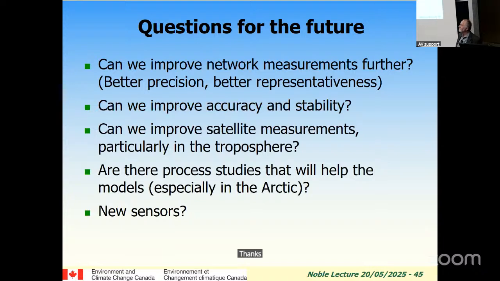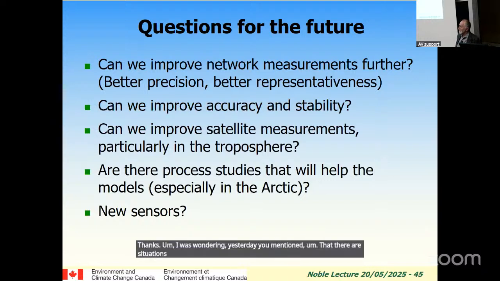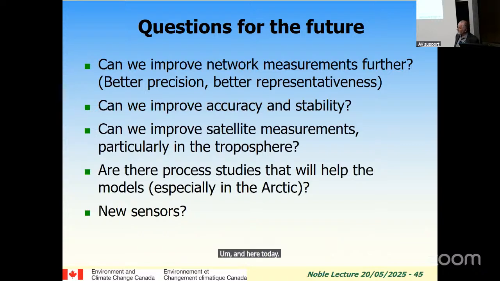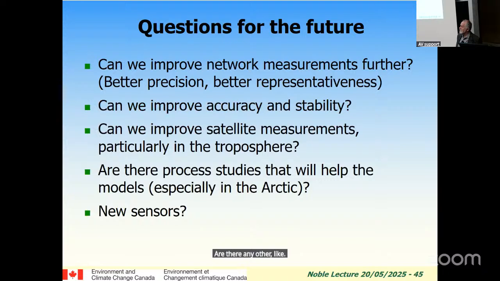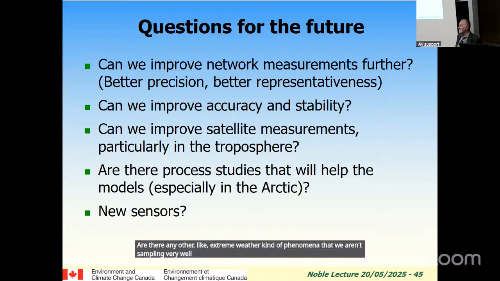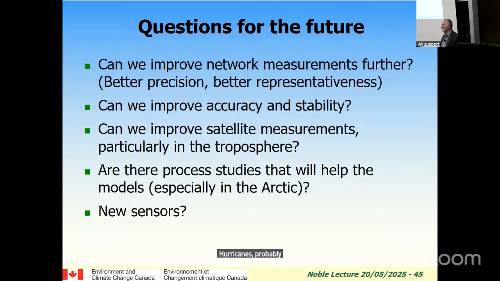Thanks. I was wondering, yesterday you mentioned that there are situations, conditions where we might not be able to go out and measure, so maybe a thunderstorm. And here today you mentioned forest fires, that we have some opportunity to sample them kind of by chance from the aircraft. Are there any other extreme weather phenomena that we aren't sampling very well that might be interesting? Hurricanes, probably. No, there are sampling issues.